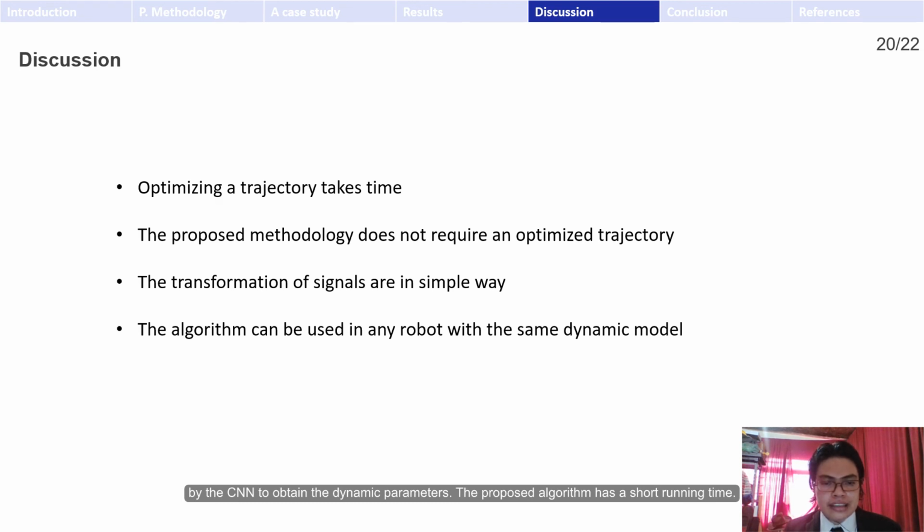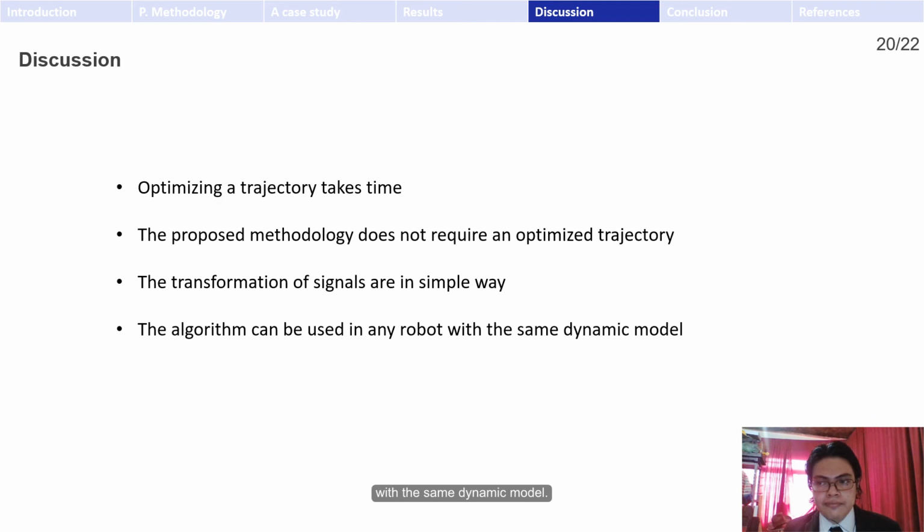The proposed algorithm has a short running time. Once the CNN has been trained with one type of robot, it can be applied to any robot with the same dynamic model.